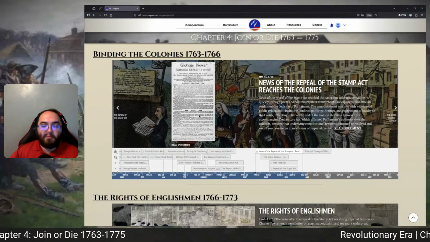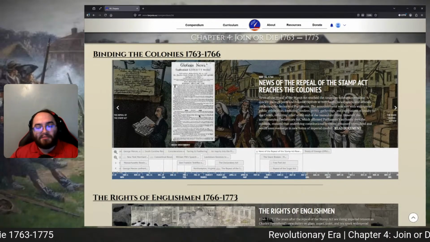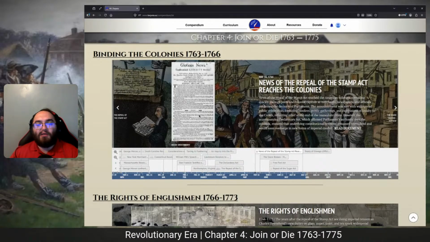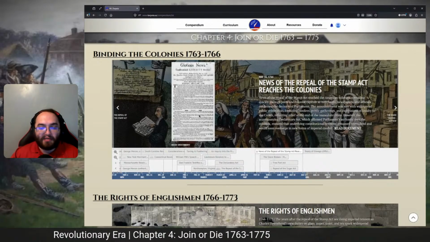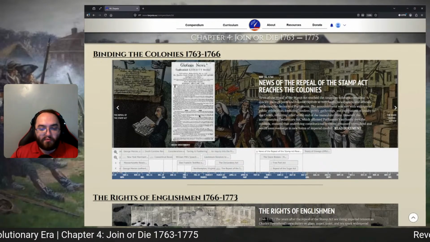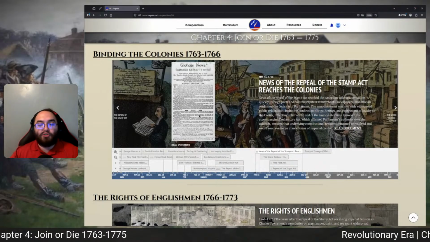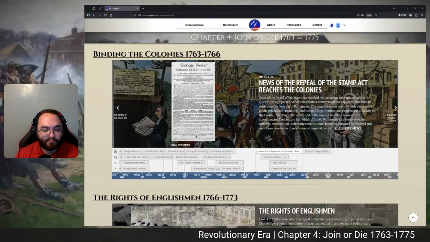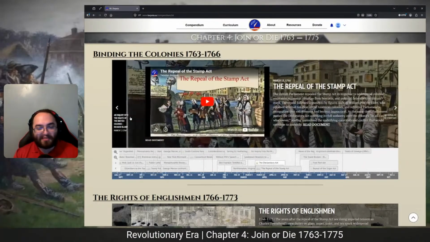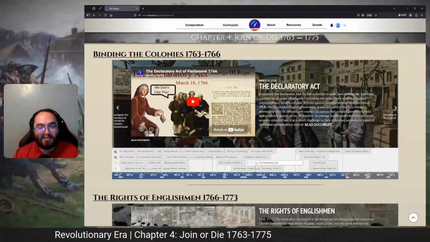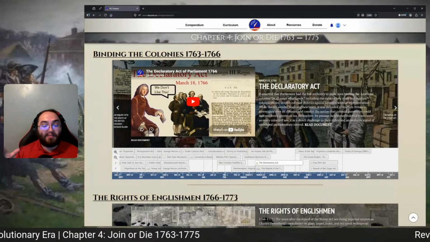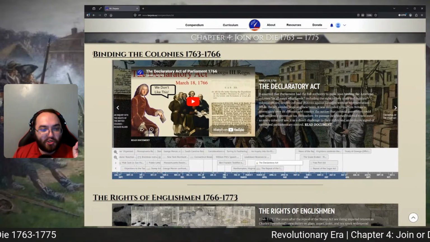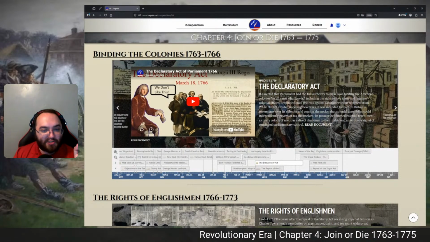However, the accompanying Declaratory Act, which affirmed Parliament's authority over the colonies, ensured that underlying constitutional tensions remained unresolved and would soon reemerge in new forms of the imperial conflict. So, Declaratory Act, very important. And the phrase, binding the colonies in all cases whatsoever, is exactly why I chose the name of this section.